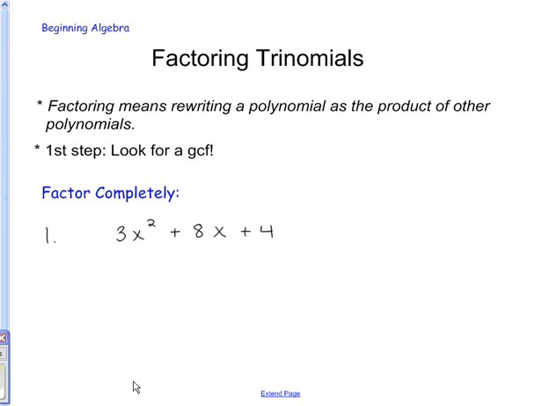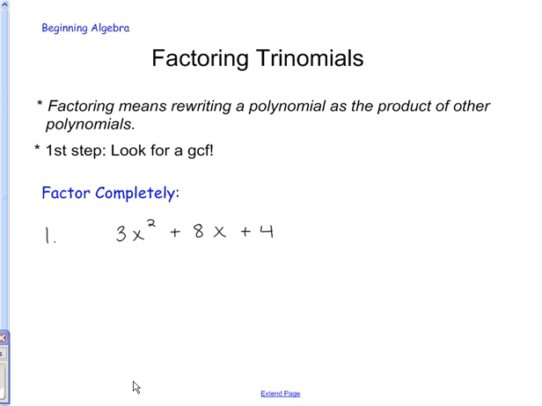Next few sections that we're going to be working on are going to deal with factoring trinomials. So far, we have factored out the greatest common factor from polynomials, and then we have factored by grouping. Factoring trinomials means that all of these polynomials are going to have three terms. Remember that factoring means rewriting a polynomial as the product of other polynomials.